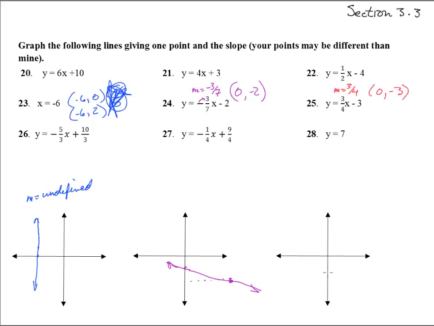Number 25. Slope is right there, 3/4, and it has the point 0, negative 3. So you go to 0, negative 3, that's one of the points, and it has the slope 3/4. So up 3, 1, 2, 3, 1, 2, 3, 4.